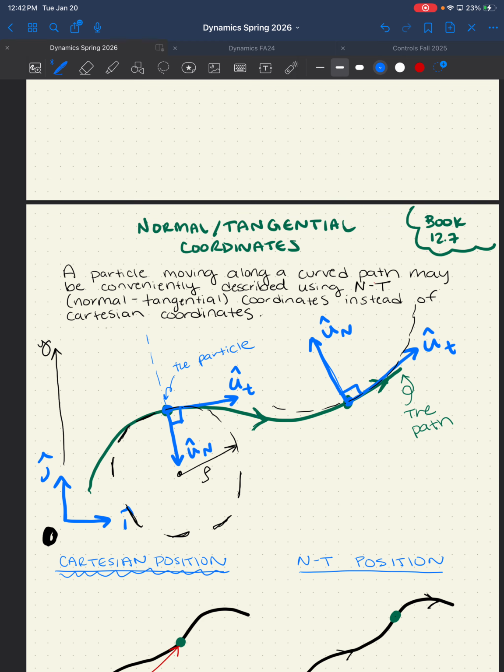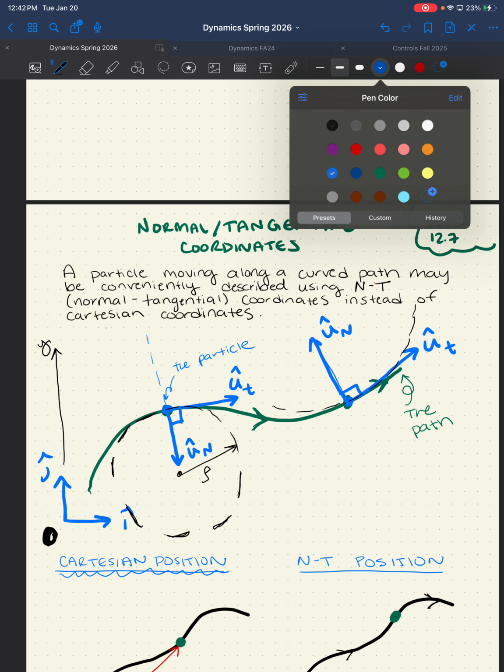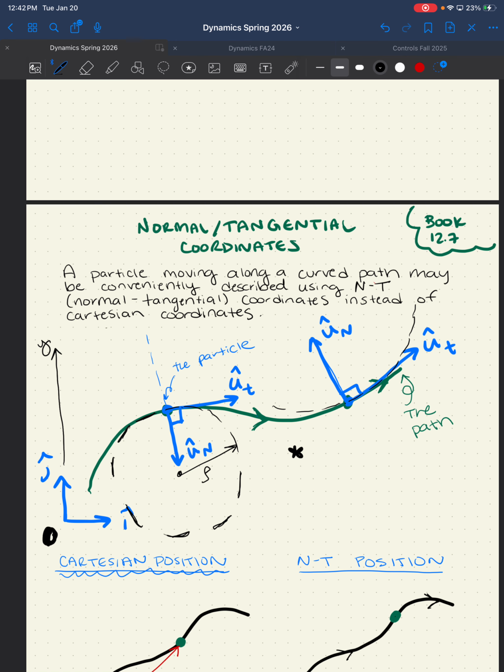I'm going to put this in words. Here I'm going to say the u hat t is tangent to the path, and u hat n is perpendicular to u hat t and points into the curve.